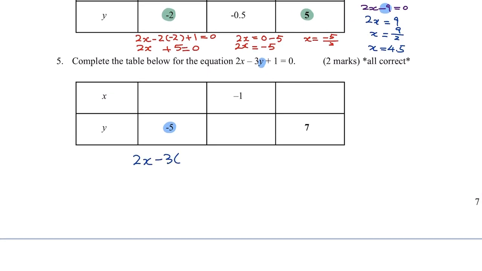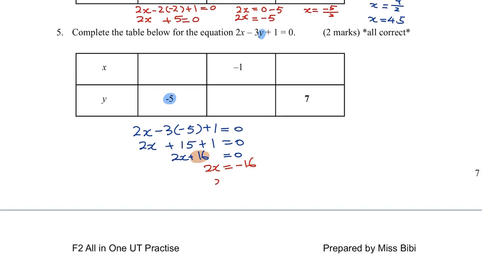2x minus 3 times negative 5 plus 1 equals 0. Now you have to find x, that's already positive. Negative, negative, positive. So 15 plus 1, 16. So 2x plus 16 equals 0. Now this 16, you don't need it, so you move it to the other side. It becomes negative 16. So 2 times what is 16? First of all, 8. And then you have a negative sign as well. So you also put the negative sign. So it's negative 8 there.